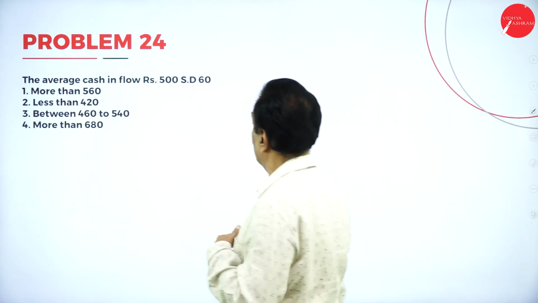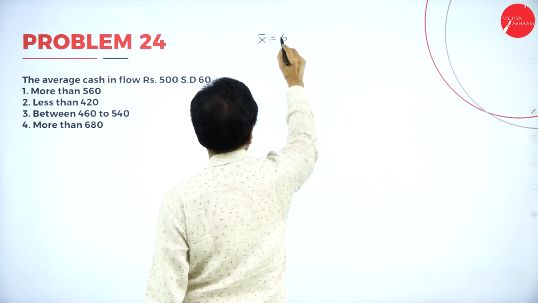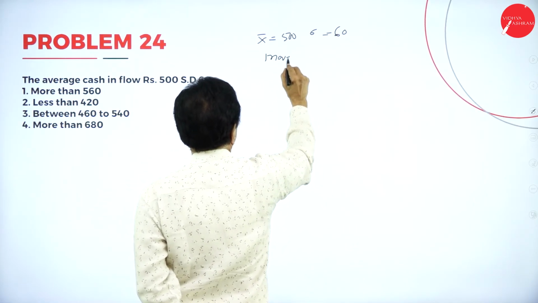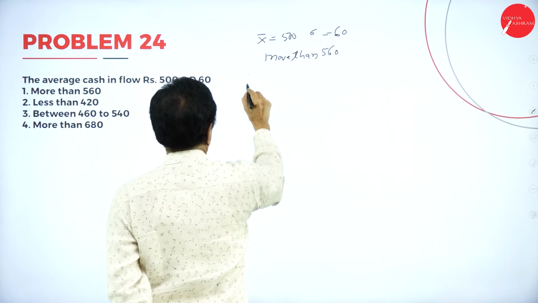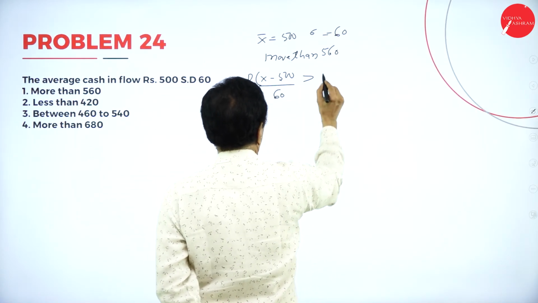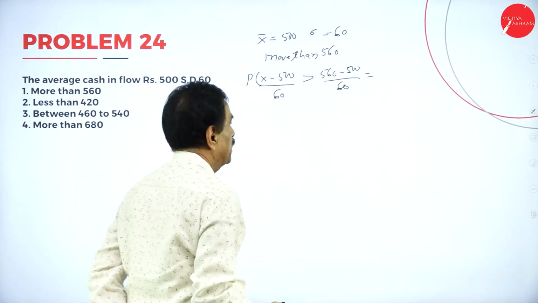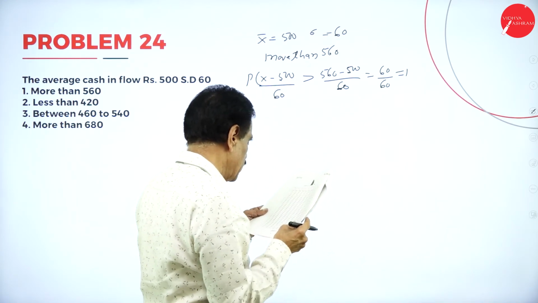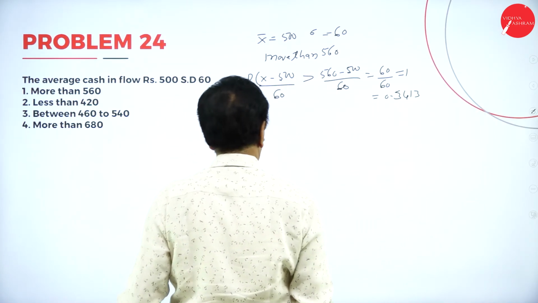The average cash inflow is 500, standard deviation 60. Given mean is equal to 500, standard deviation is equal to 60. What is the first one? More than 560. Apply P of x minus 500 divided by 60 more than 560 minus 500 divided by 60. This is 60 divided by 60, equal to 1. Value of 1 is equal to 0.3413.